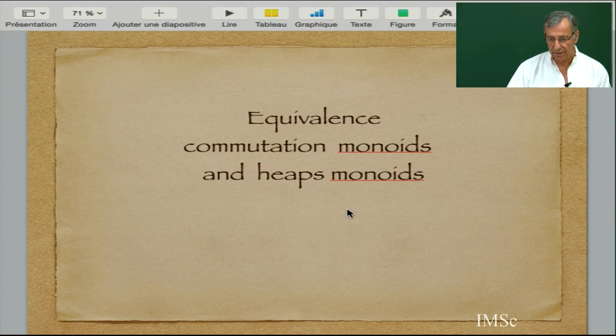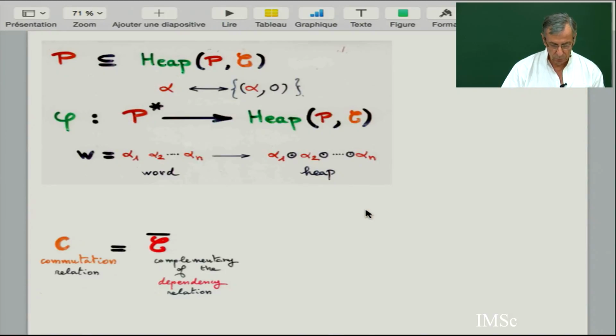So we have seen last time an equivalence between the commutation monoid and the heap monoid. For any word in basic pieces, alpha 1, alpha 2, ..., alpha n, I define a heap as the product of the pieces alpha 1, alpha 2, ..., alpha n. You put first the piece alpha 1, then alpha 2, then alpha 3, you put them one over another. And I take the commutation relation to be the complement of the dependency relation.